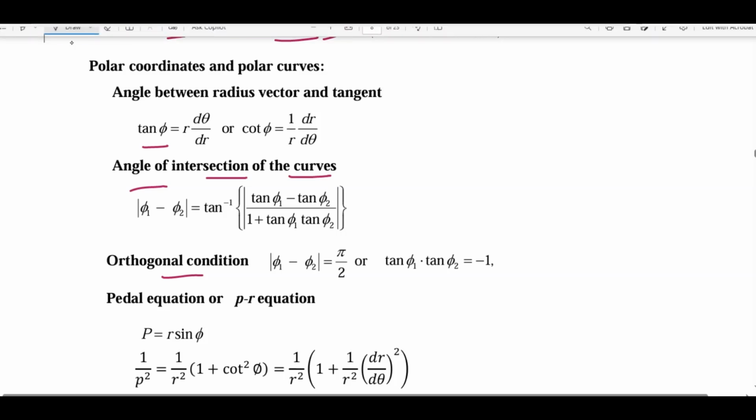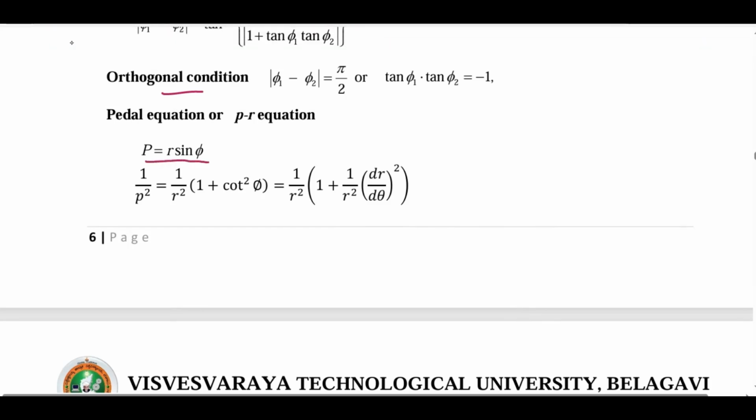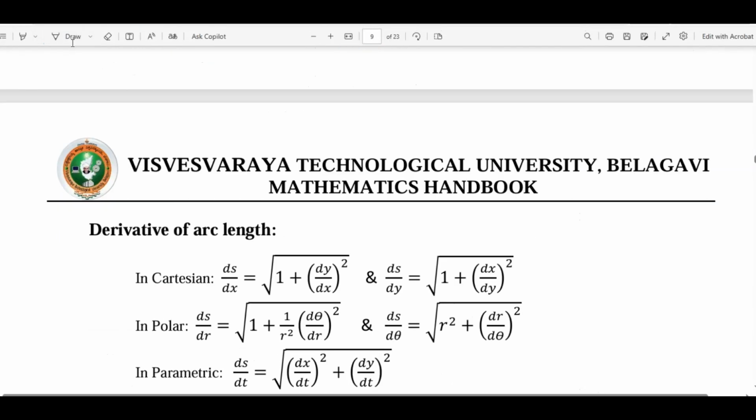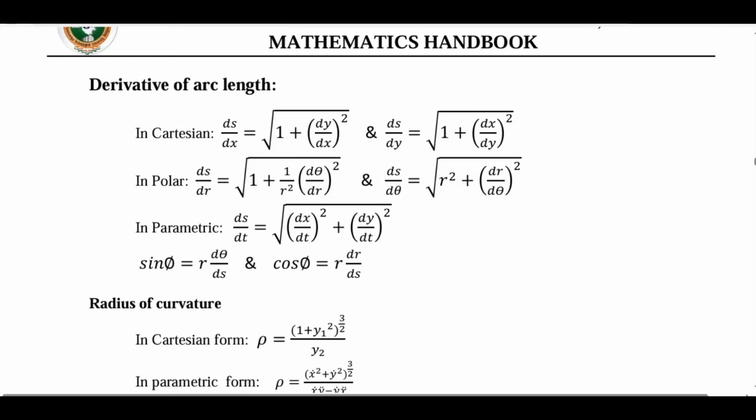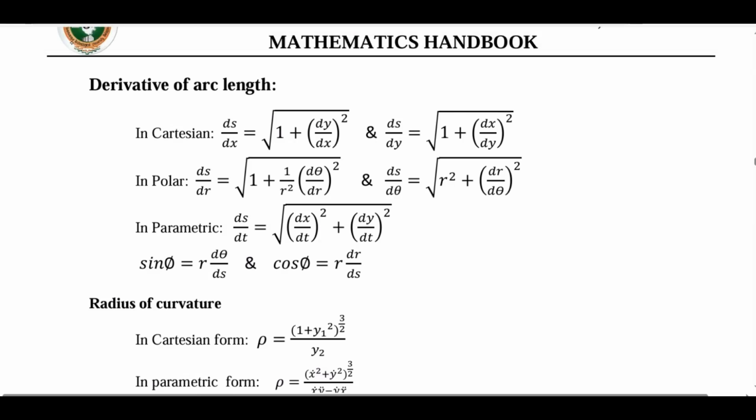Then the next one is the pedal equation or p-r equation. p equals r sin phi, so 1 by p square equals 1 by r square into (1 plus cot square phi), which equals 1 by r square into (1 plus (1 by r dr by d theta) whole square). That is, we are writing the value of cot in this place. That is the pedal equation. Then the next one is the derivative of arc length. The derivative of arc length, ds by dx, will be root of 1 plus (dy by dx) whole square. Ds by dy will be root of 1 plus (dx by dy) whole square. If it is x, it will be y. If it is y, it will be x.